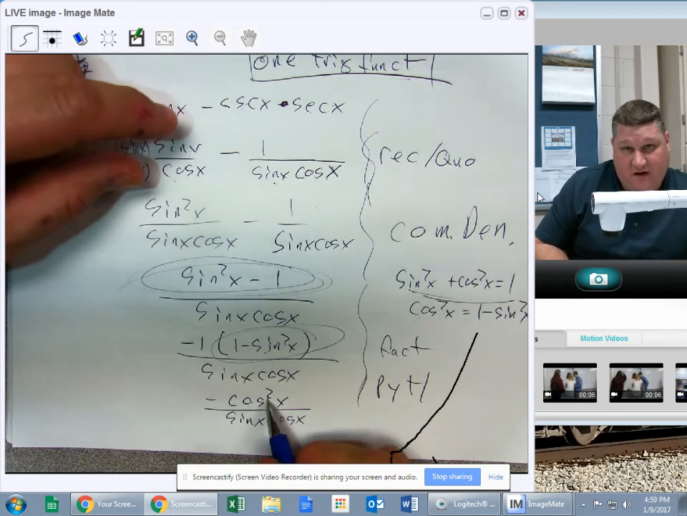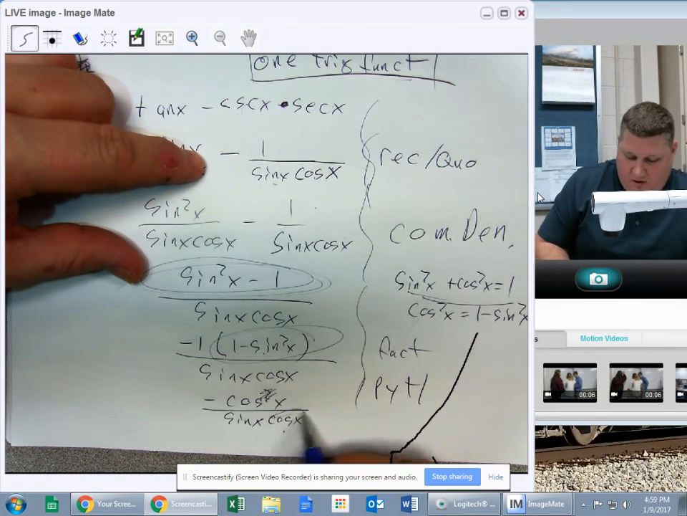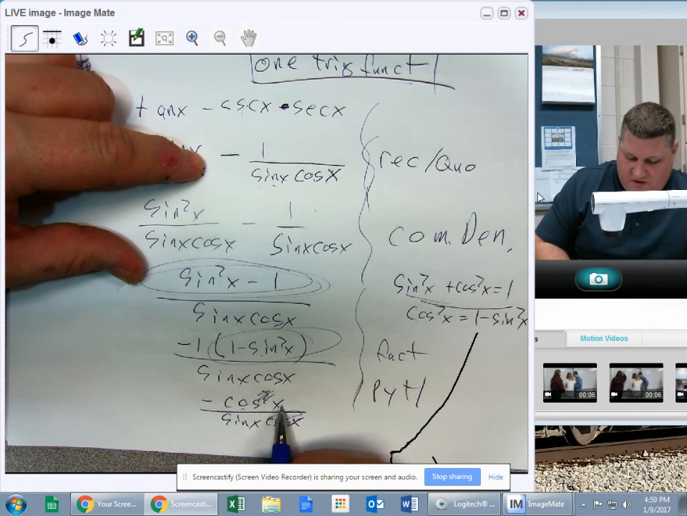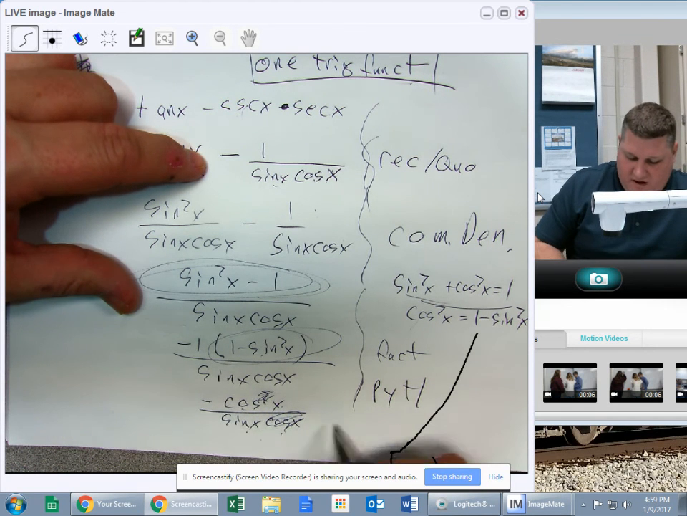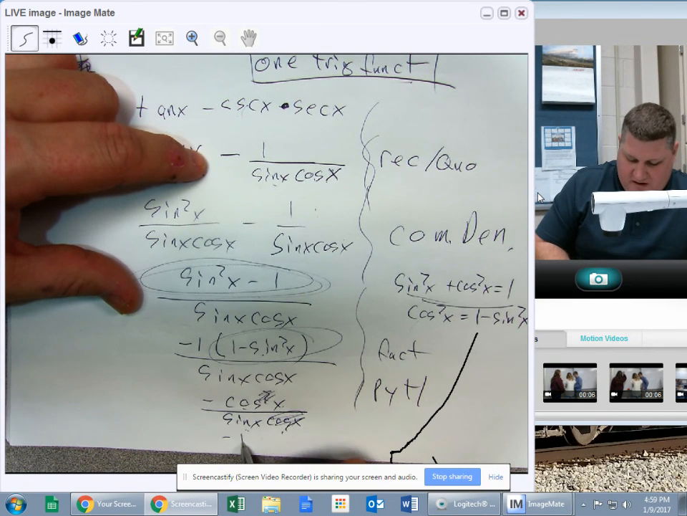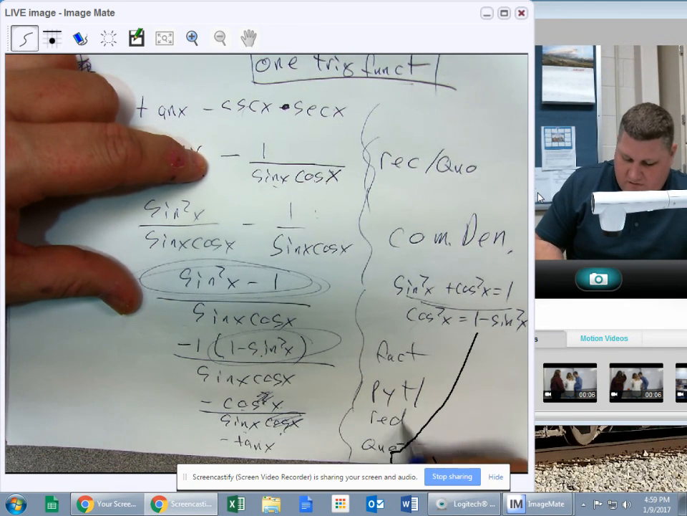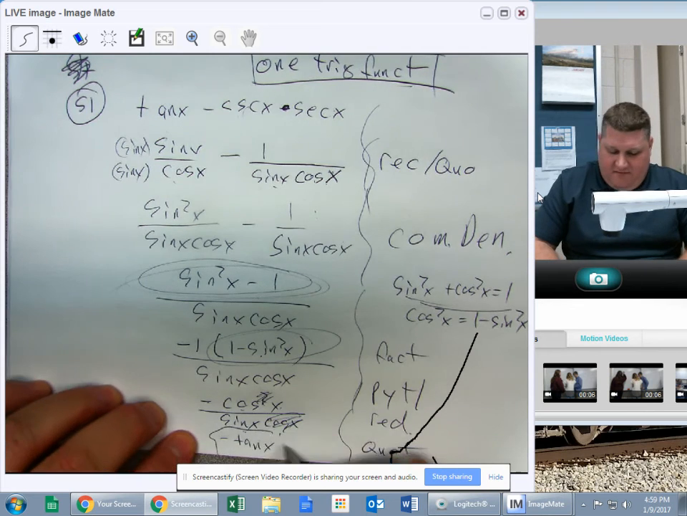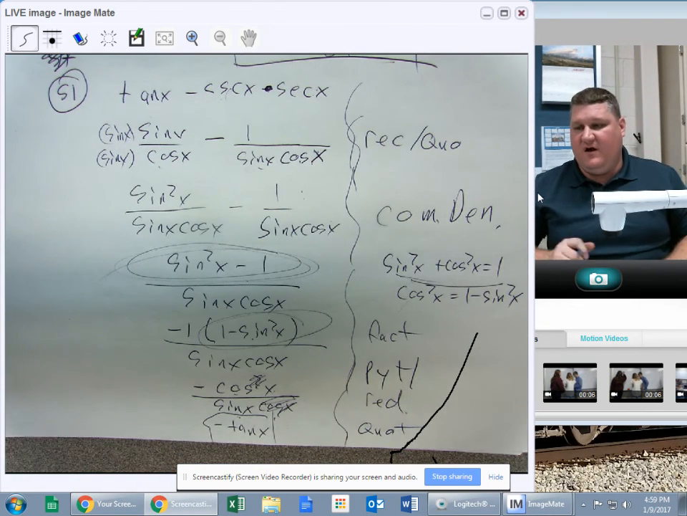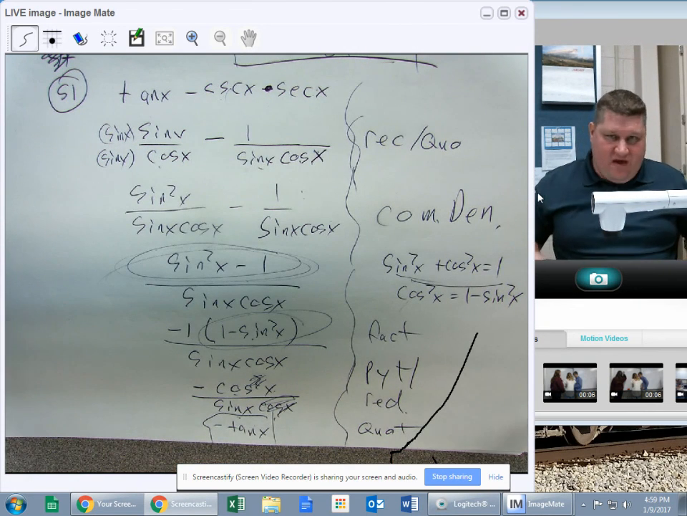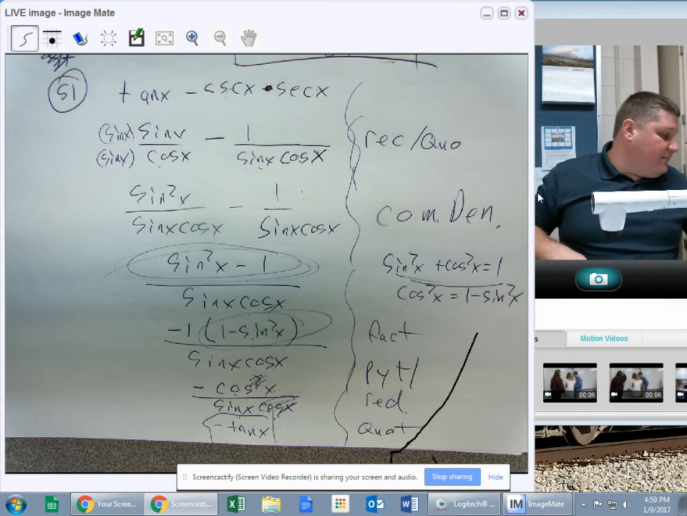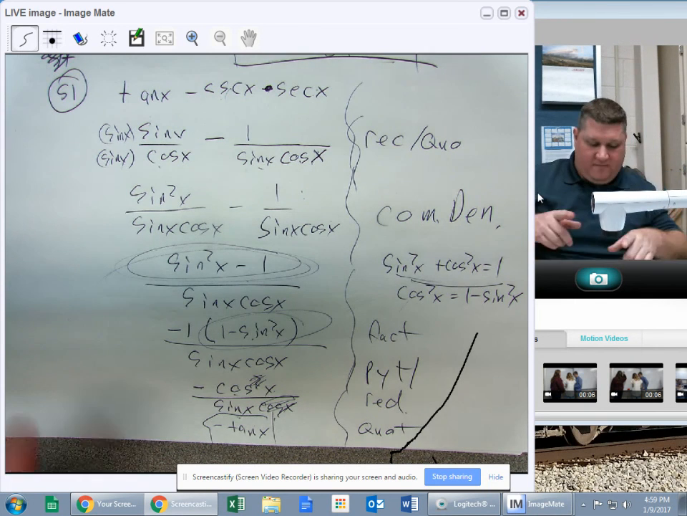And wait a minute, cosine top, cosine bottom, one gone, one gone. I'm left with negative cosine x over sine x. What is cosine over sine but negative tan x? And now by quotient property, this one was reduced. Okay. Do I have everything in terms of a single trig function? Yes. That's what we need to do. So by putting it in terms of a single trig function, we're done.